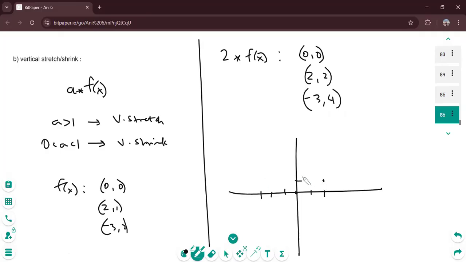And negative 3, comma 2 is over there. So let's say the graph looks something like this. Now, we don't know what kind of graph this is. It doesn't matter what it is either, just a random graph. This was your original graph f of x.